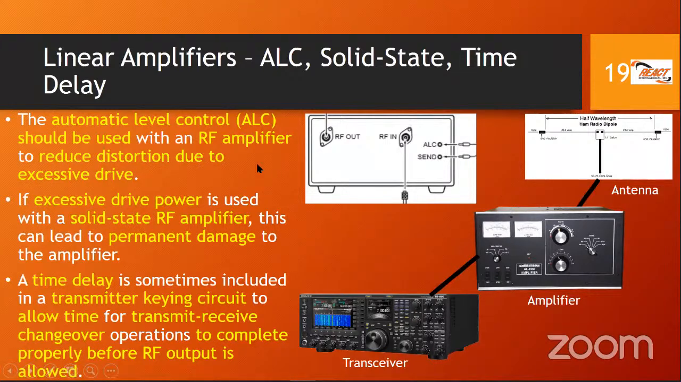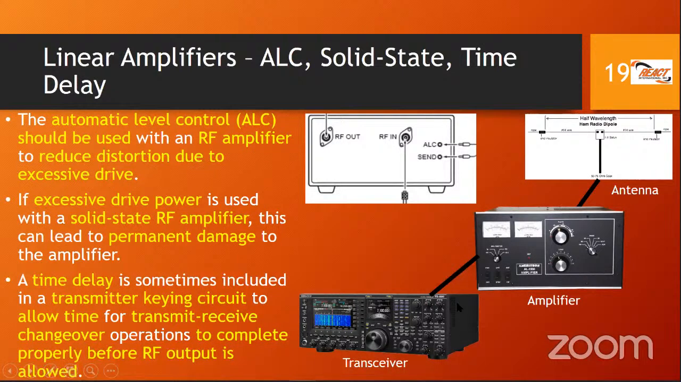So we have an ALC, automatic level control, connection that we can make between our amplifier and our radio. When we make that connection, it can help us reduce the distortion that could otherwise be caused, because that ALC signal will limit the transmit power from our transceiver, so it wouldn't distort when it gets to the amplifier. So that ALC, automatic level control, should be used with our RF amplifier to reduce distortion due to excessive drive.